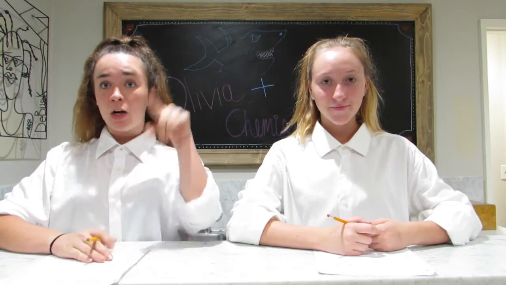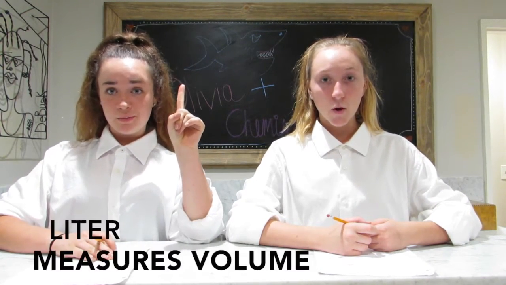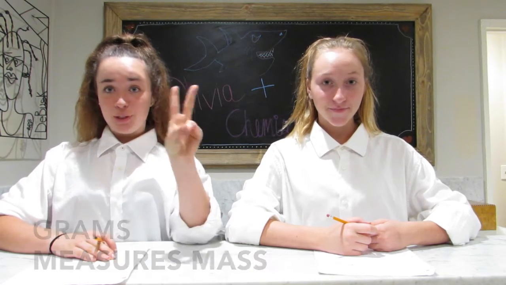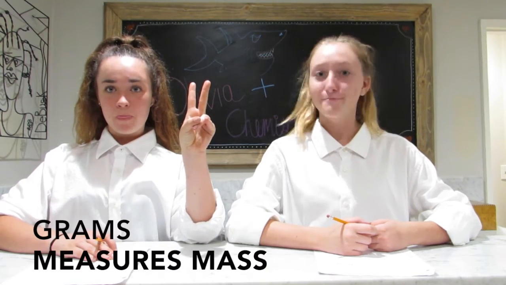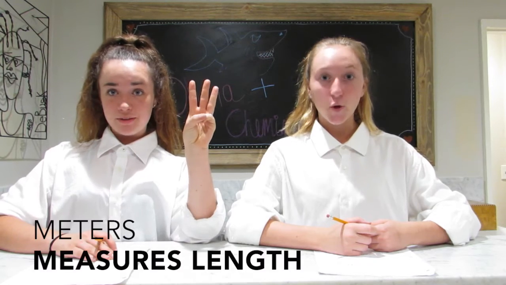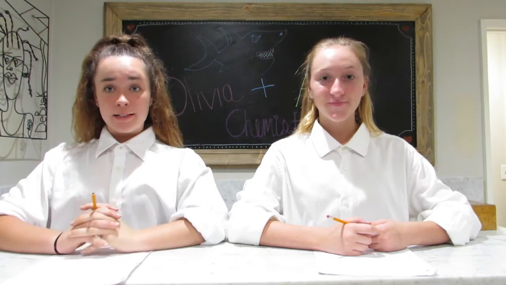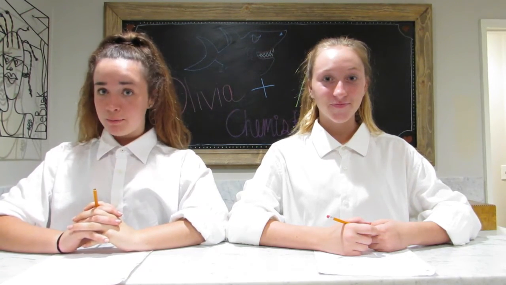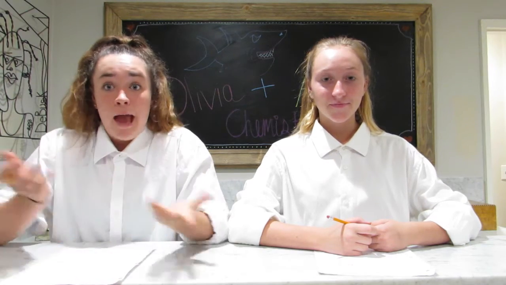All right, there are 3 basic units of measure. Number 1, liter, which measures volume. Number 2, grams, which measure mass. Number 3, meters, which measure length. All right, today for our examples, we're going to be using grams. But you can apply these prefixes to any basic unit.